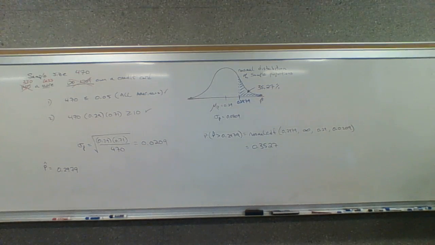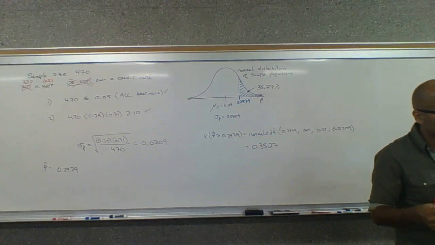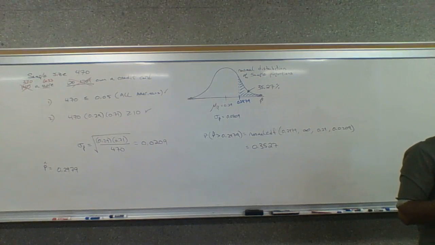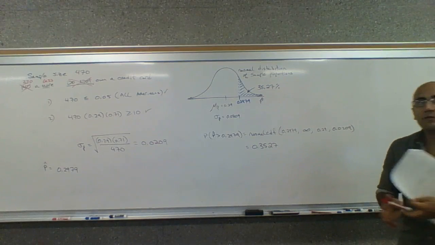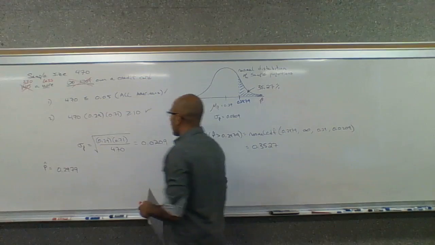All right, moving on then. Number 3. The running time of movies produced by Columbia Pictures is approximately normal with a mean of 126 minutes and a standard deviation of 9 minutes. Find the 58th percentile. Okay, how do we find the 58th percentile of that one?